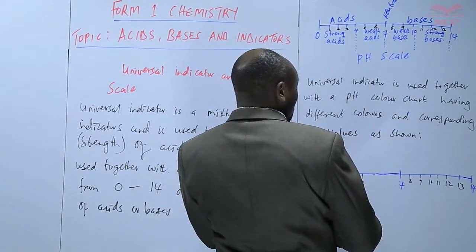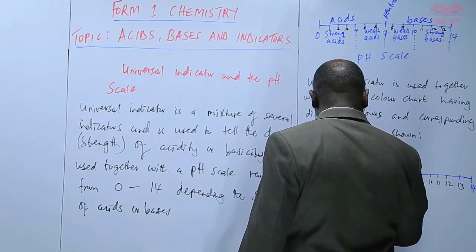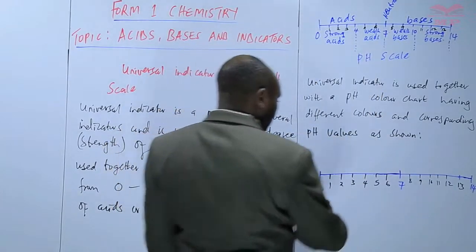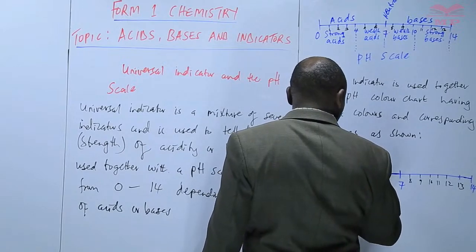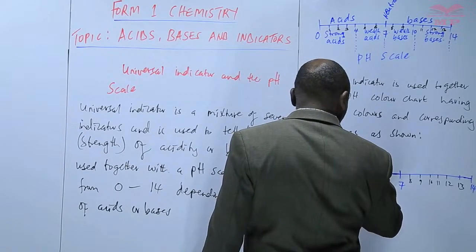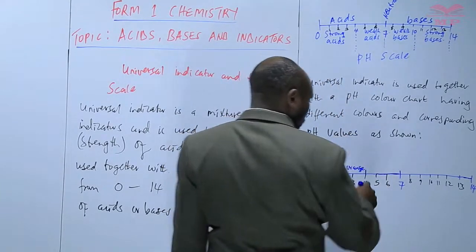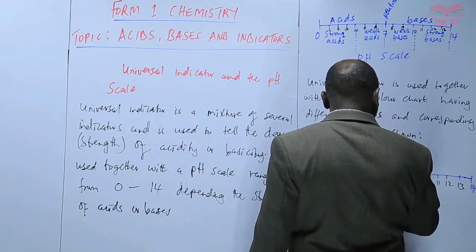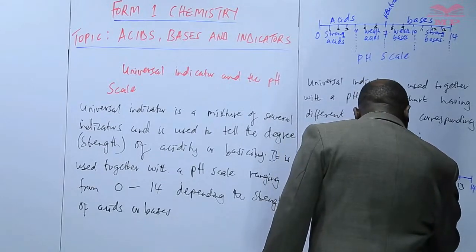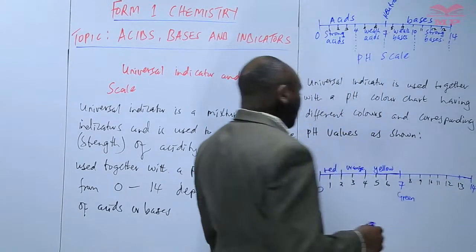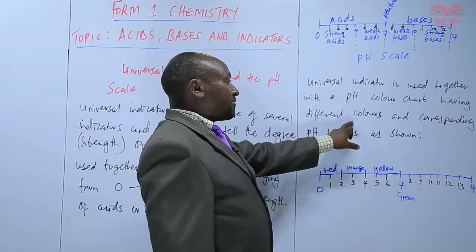So we are drawing another pH scale showing the different colors. For a pH of 1 and 2, the color is red. For a pH of 3 and 4, the color is orange. For a pH of 5 and 6, the color is yellow. At exactly 7, the color is green. So we have different colors on the color chart showing the different values.